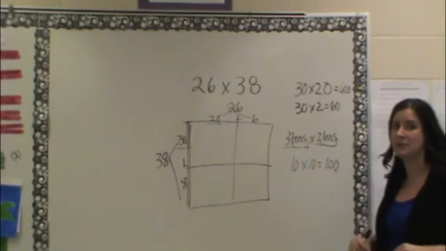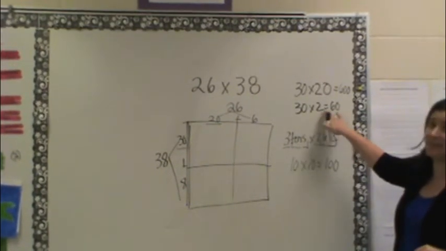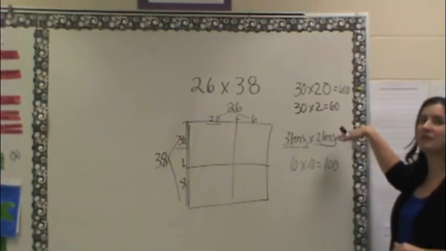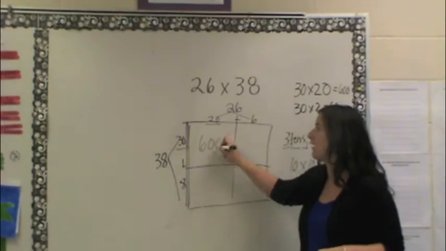What does it need to be? What can't it be? What do I know it can't be, because I already know what this is. This can't be 60. Okay, so it needs to be 600. So 30 times 20 is your 600 box.